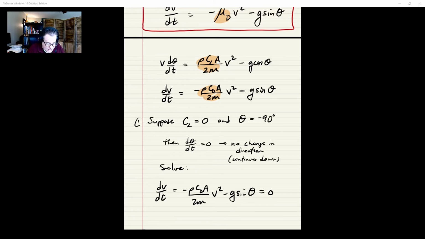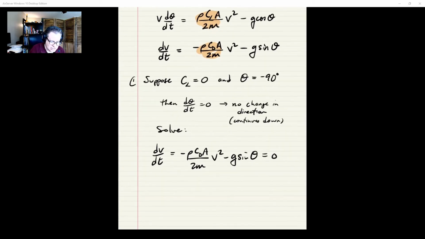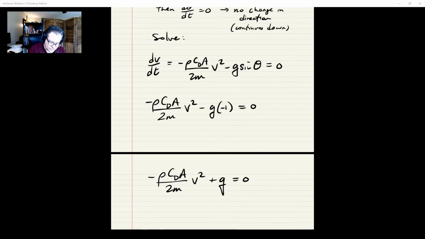But the velocity will increase, and we can figure out at least when the velocity no longer changes, and that is when the acceleration is 0, which would mean it's reached its terminal velocity. So we can find that particular value by just solving this equation right here. Well, I've already made the assumption that θ is -90, so I can plug that in here, and the sine of -90 is -1. So we arrive at an equation that looks like this.